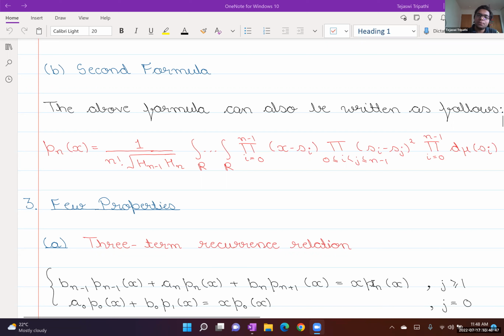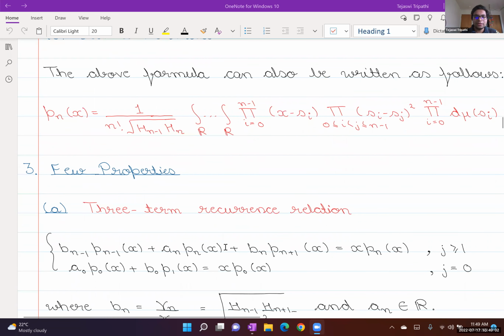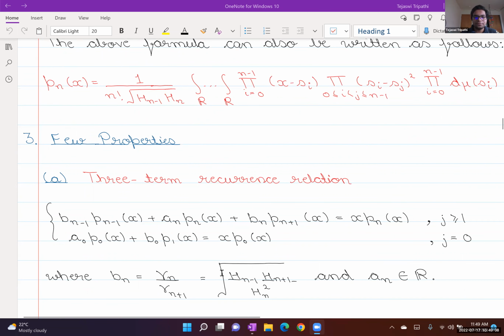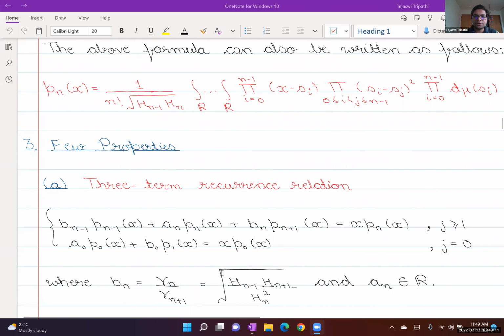Since this is a polynomial of degree n plus 1, you can write it as a linear combination of p_0, p_1, up to p_(n plus 1). And just using the orthogonality conditions, you can show that the rest of the coefficients will be 0. And you can easily show that this coefficient b_n is gamma_n over gamma_(n plus 1). Gamma_n, remember, is the leading coefficient of the orthonormal polynomial. The a_n are a little bit difficult to find, but they can also be found explicitly.